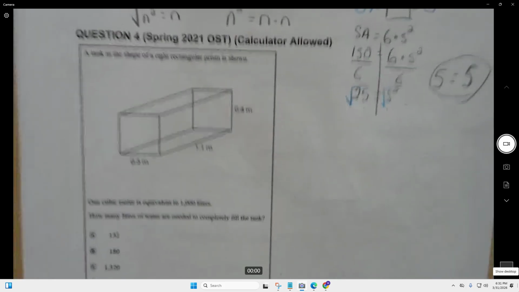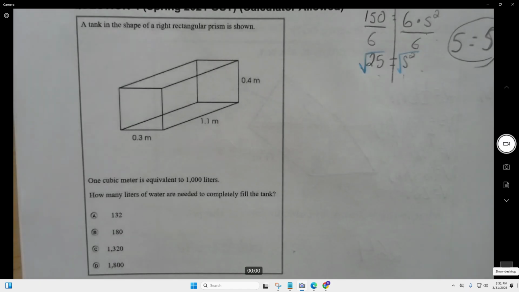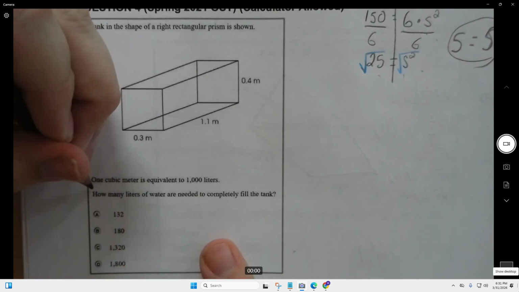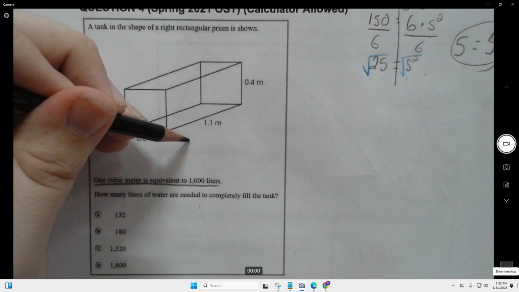Let's go to question 4, now that I've wasted so much time on that question. A tank in the shape of a right rectangular prism is shown. 1 cubic meter is equivalent to 1,000 liters. This is important. How many liters of water are needed to completely fill the tank? So when you think about filling something, you're thinking volume. So we have to find the volume of the right rectangular prism.